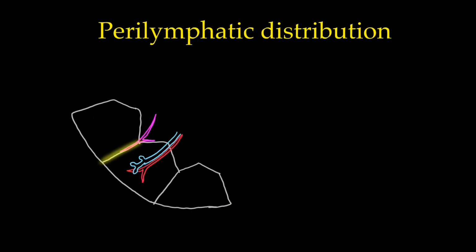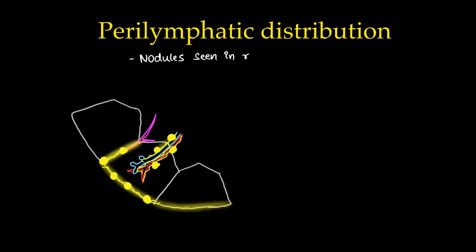Coming to the next pattern, that is perilymphatic distribution of nodules. This is the perilymphatic area, wherever the lymphatics run, that is in interlobular septa, along the pleura, along the fissures, along the peribronchovascular area. So diseases spreading through lymphatics will show nodules in these areas.